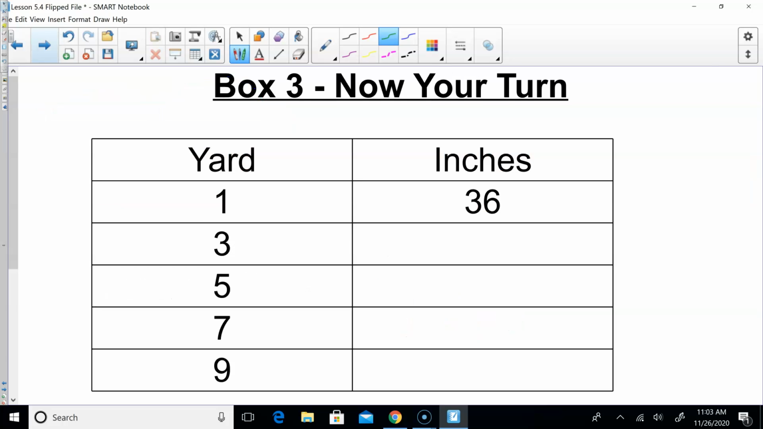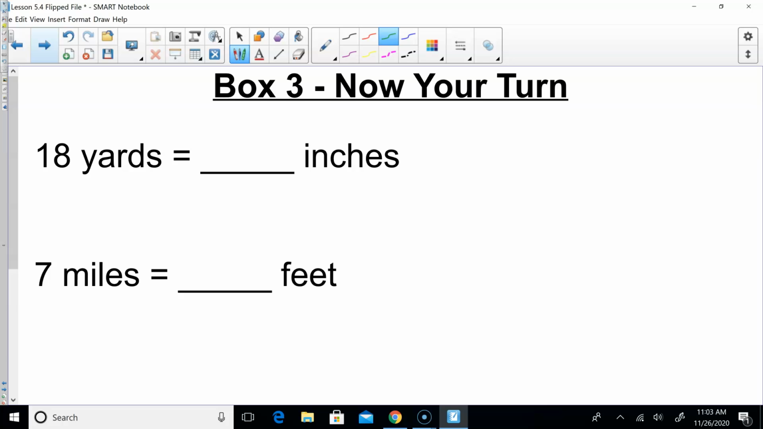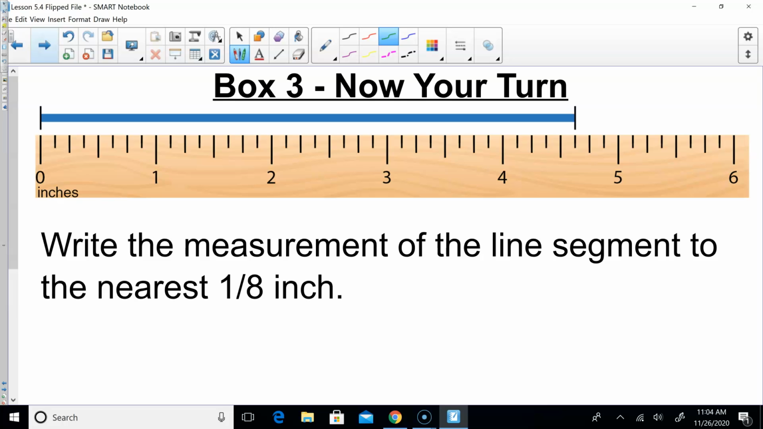And now it's your turn. Box 3, now your turn. I want you to fill out the box. We have yards to inches. It looks like we have the relationship found for you. So make sure you go through them all and be able to fill out the chart. And we also have 2 problems when you convert from yards to inches and miles to feet. See if you can solve those problems using those relationships. And last but not least, we want you to write the measurement of the line segment to the nearest 1/8 inch. So you can pause the video. Good luck.